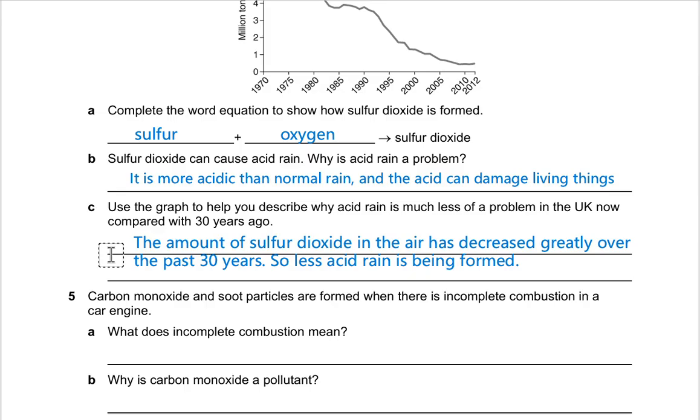What you have to write is about what has happened in the UK, why it's not a problem for them anymore. Then you have to connect your answer using the data given. You can't just say anything like "it's not there now, it's good for the plants and animals." So what I expect you to write is that the amount of sulfur dioxide in the air has decreased over the past 30 years. So then you can say, so less acid rain is formed. So then they obviously get the answer why it's much less of a problem in the UK now. If you don't have this answer, please copy it down.